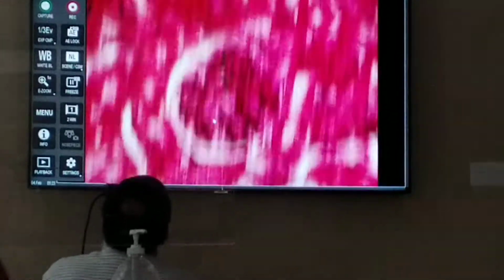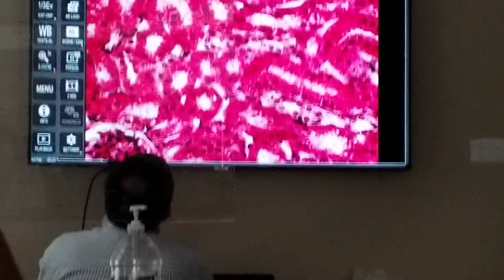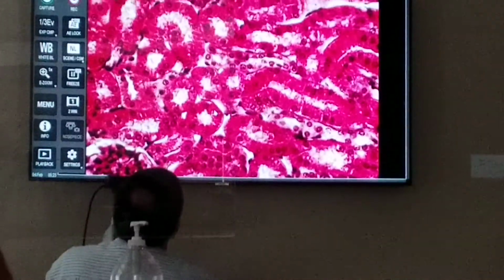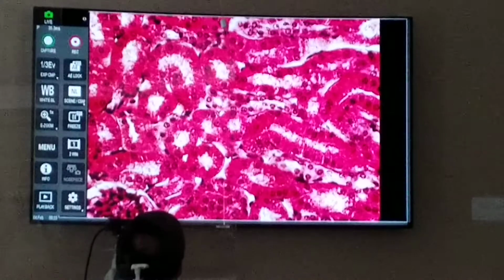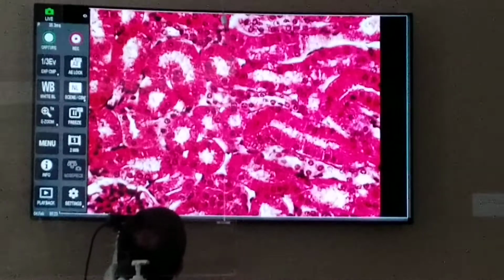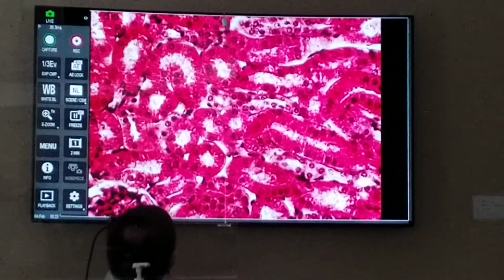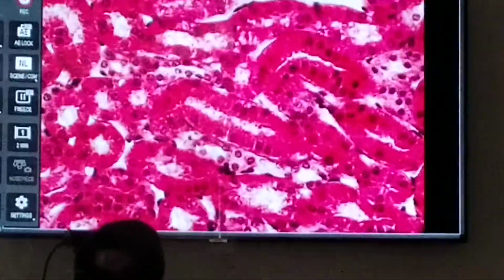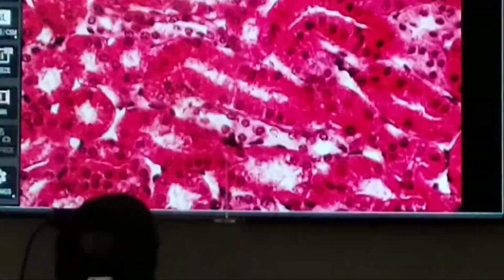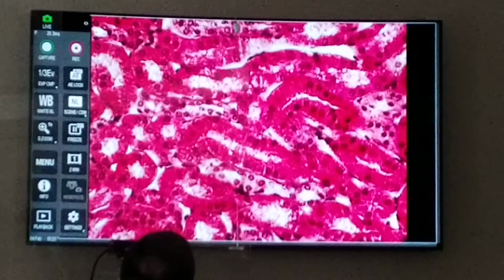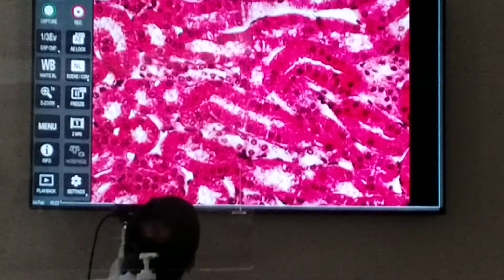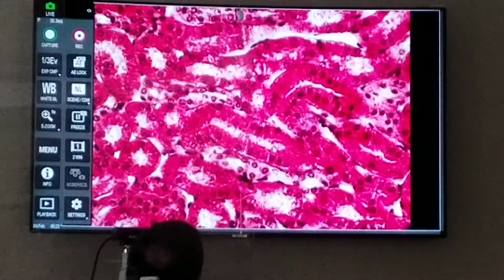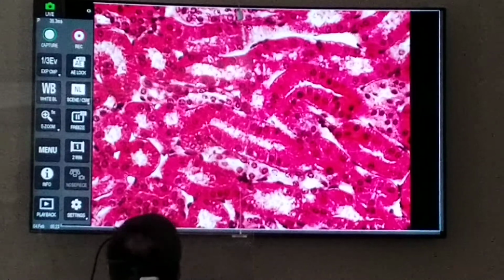Now, the PCT cells have microvilli, but it's not as nice and well organized as the microvilli that you see within the small intestine. It just kind of looks like a raggedy apical surface. Not as nice. You can see it better under electron microscopy.